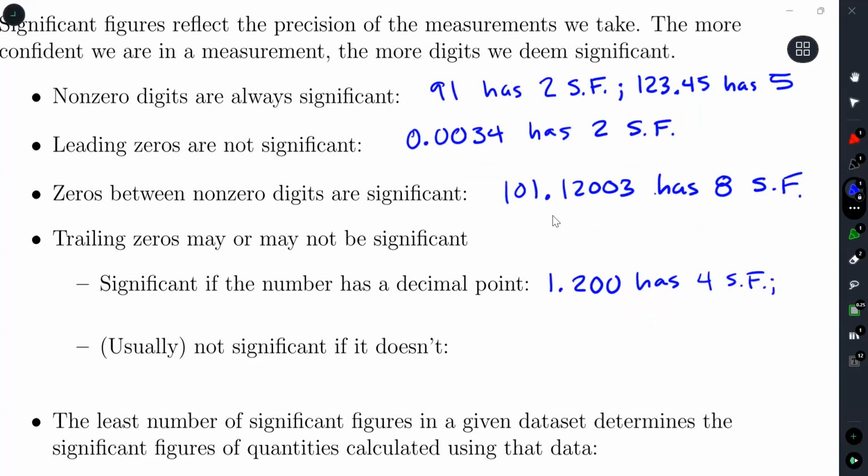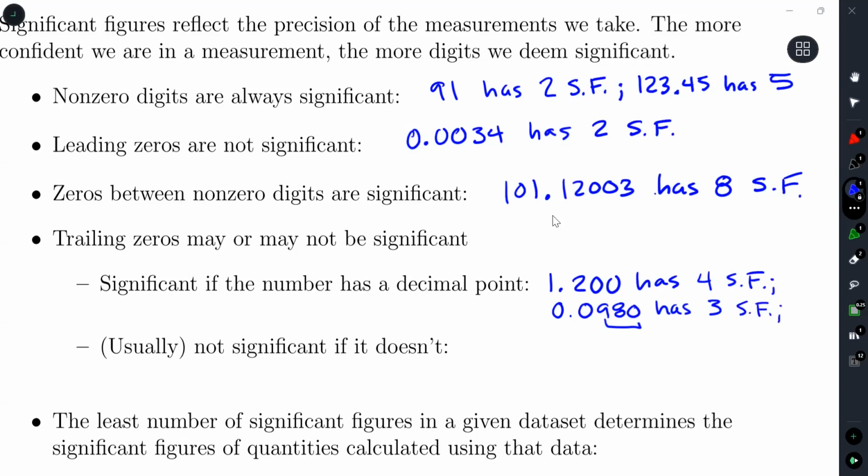Okay, a couple more. How many does this one have? 3. Yes. So which ones are significant, which ones are not? The significant ones are after the 9, so the 9, 8, and 0. Yeah. The 0 at the end is a trailing 0. It says something about our measurement. The first two zeros do not. They just say we should have moved the decimal and gone with centimeters in this case.